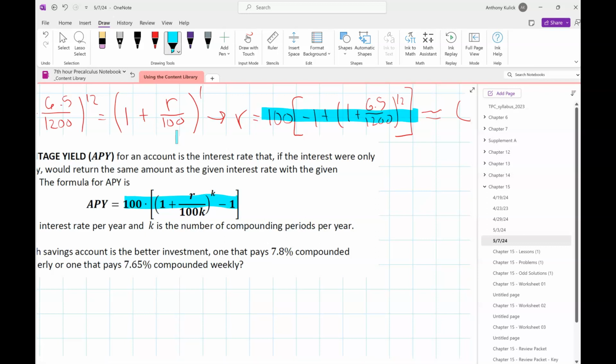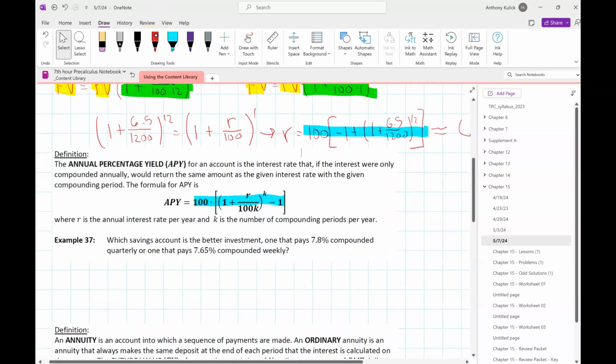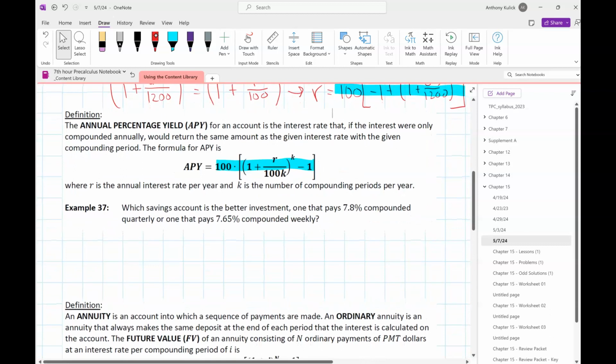What do you notice? It's the same, right? Oh, we just did an example of this, didn't we? You betcha we did. All right, so let's do another one.